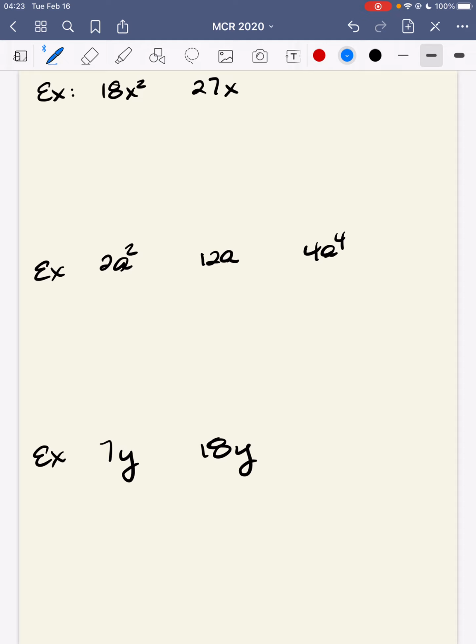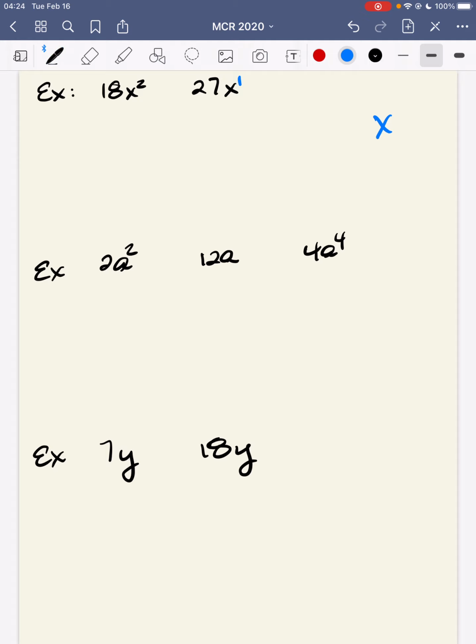Okay, so we have 18x squared and 27x. The variables are going to be the easiest. Remember my x here has an exponent of 1. And remember, for variables, my lowest exponent is what they're going to have in common. So these guys have an x in common. The numbers are going to be a little trickier. We'll move this x out and put them over here.